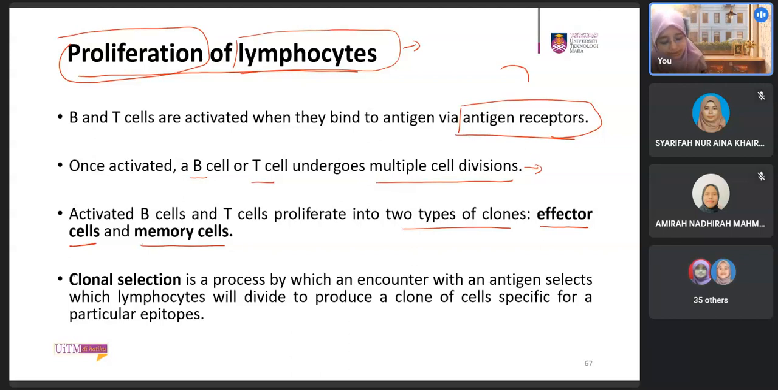Okay, so this is clonal selection. Clonal selection is a process by which an encounter with an antigen selects a specific lymphocyte that has a receptor that matches the antigen. Because lymphocytes have receptors, the selected lymphocyte will divide to produce a clone of specific cells for a particular epitope. The receptor of the lymphocyte has an antigen binding site. This antigen binding site will bind to epitopes.